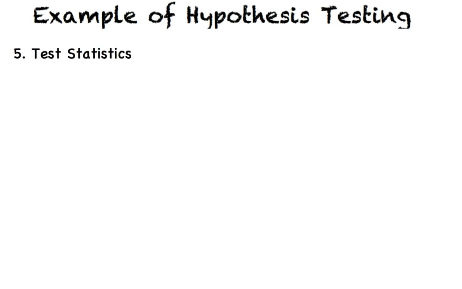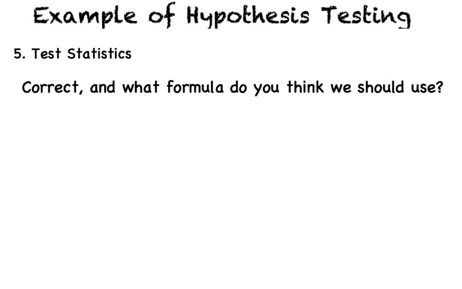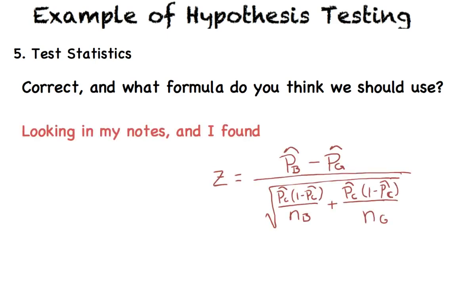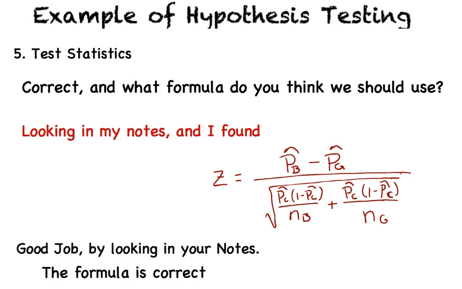Okay, and step 5 is to find the test statistic. Correct, you are doing great. Now what do you think the formula we need to use is? While I was looking in my notes, I think I need to use this formula I just put on the screen. Good job by looking in your notes and finding the formula you think it is. You are correct on what formula we need to use.